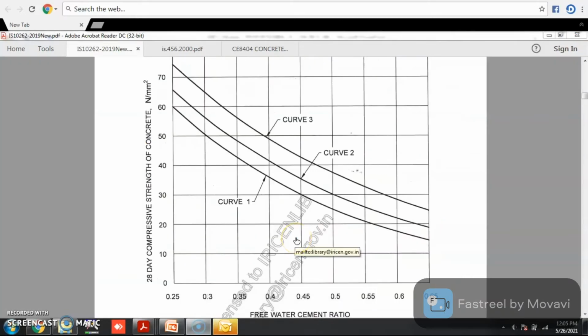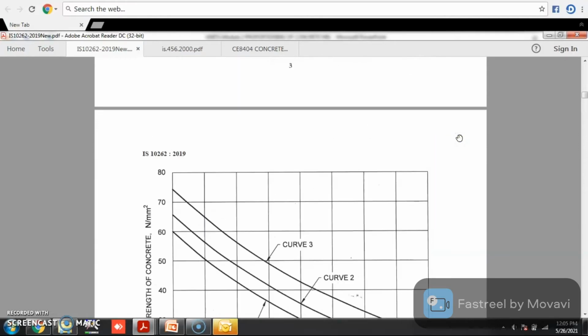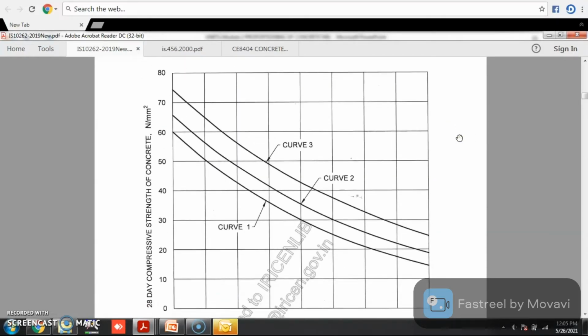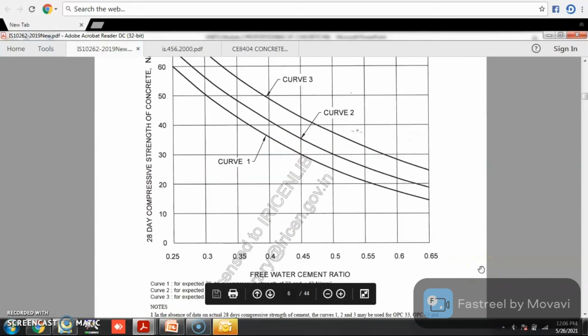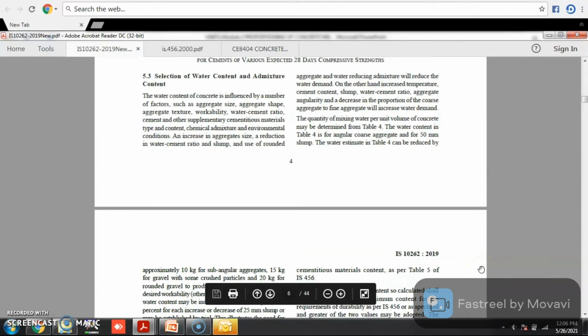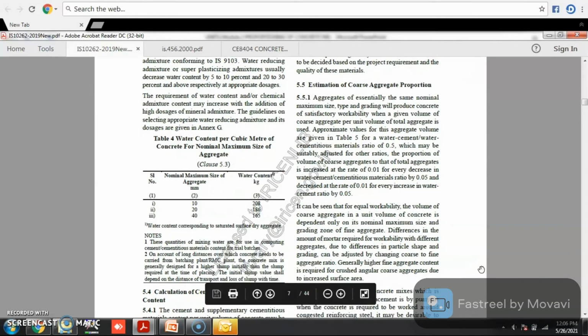After that you have to find the water cement ratio. For that you go to IS 10262 figure 1. Here in the x-axis you have water cement ratio, in the y-axis you have the 28-day compressive strength of concrete, but you have to take the target mean strength here. There are three curves: curve 1 for 33 grade of cement, curve 2 for 43 grade of cement, and curve 3 for 53 grade of cement. Once you know the target mean strength, from this curve you can approximately find the water cement ratio. So the second step is to find the water cement ratio.